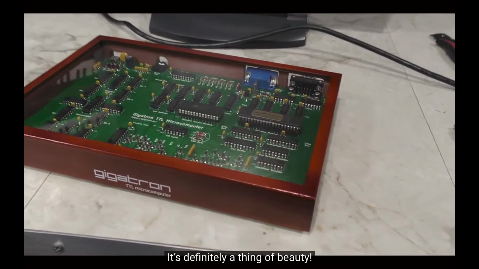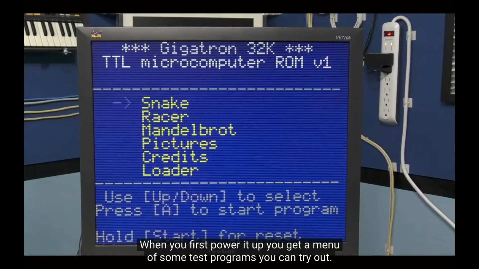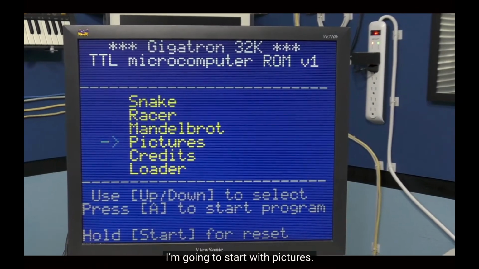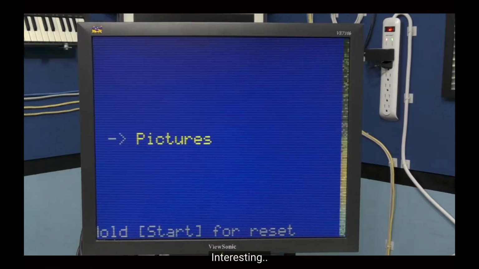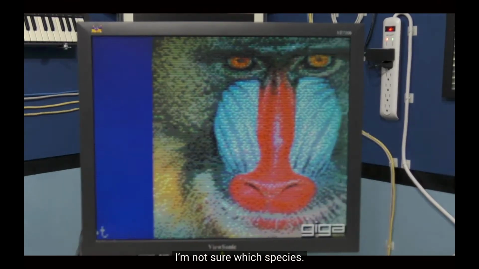It's definitely a thing of beauty. Well, let's see what we can do with it. When you first power it up, you get a menu of some test programs you can try out. I'm going to start with pictures. Interesting. Some kind of ape. I'm not sure which species.